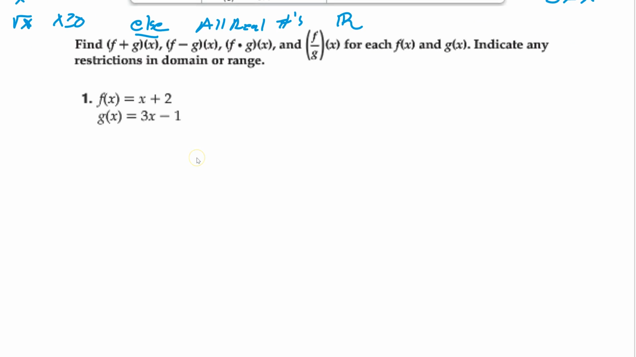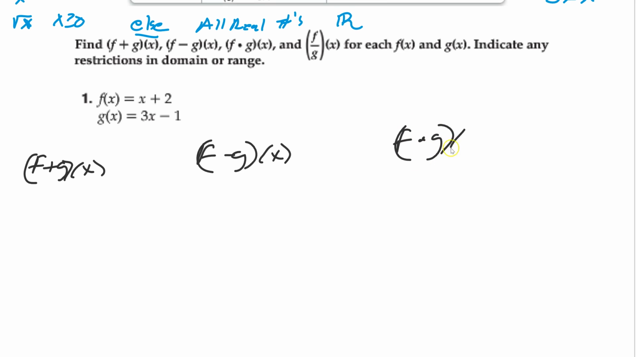So let's do some examples. They want us to do every single one of these for this one. So they want us to do f plus g of x, f minus g of x, f times g of x, and f divided by g of x. And for every single one of them, they want us to indicate the domain. We're not going to do the range. We'll do domain. Range we'll learn next.